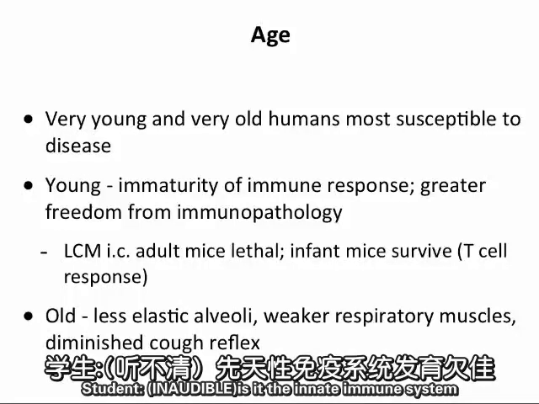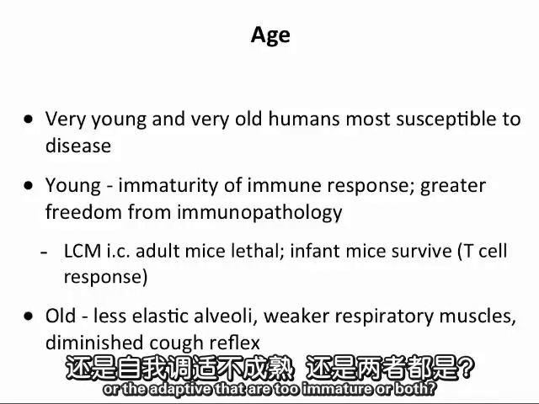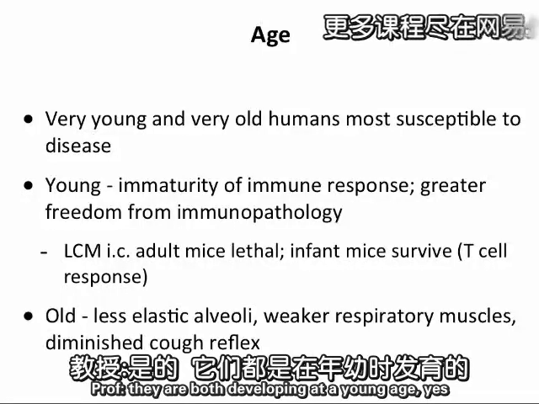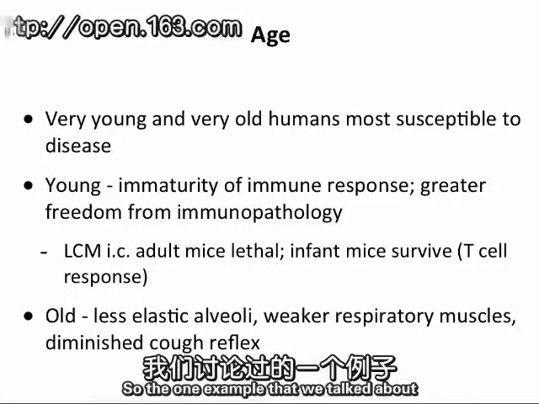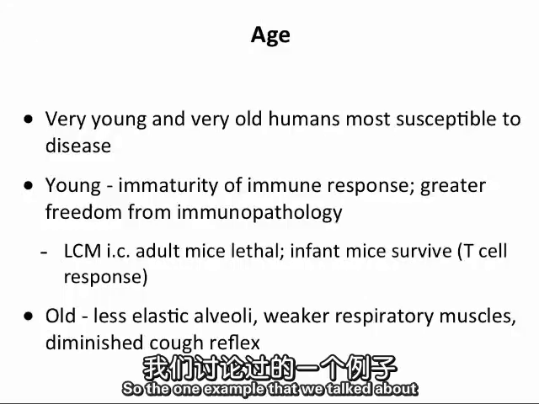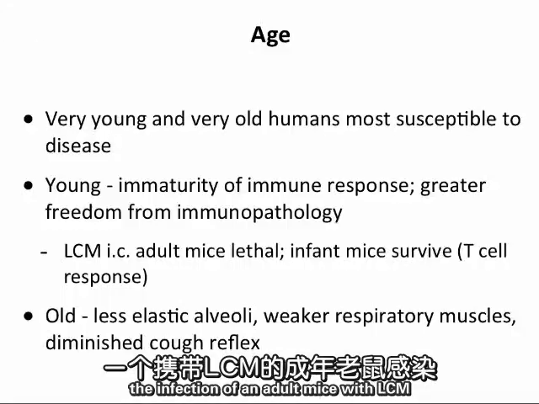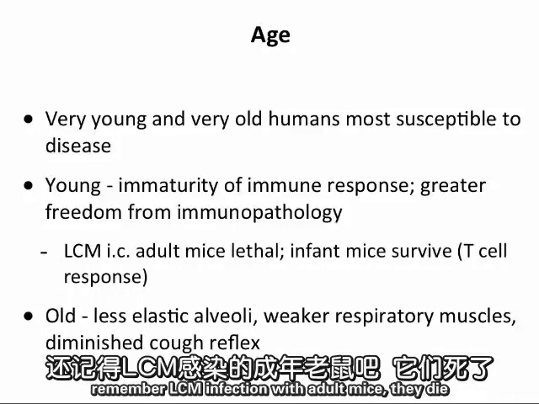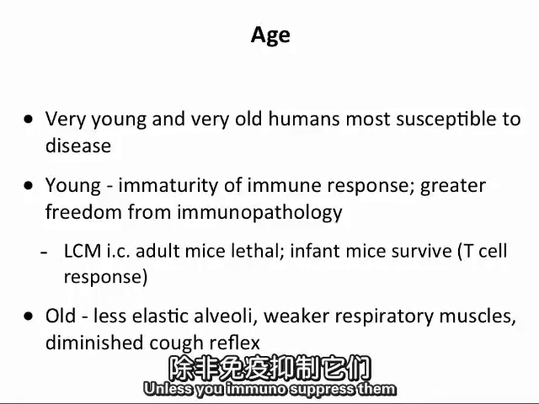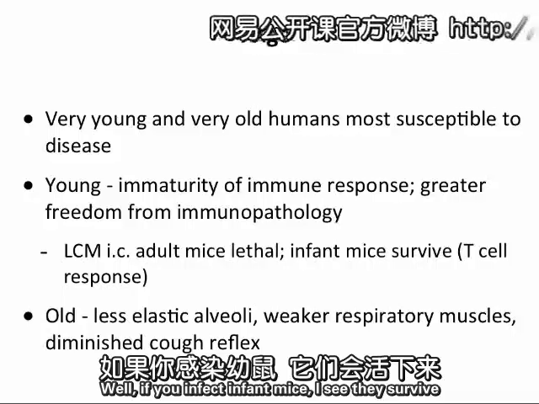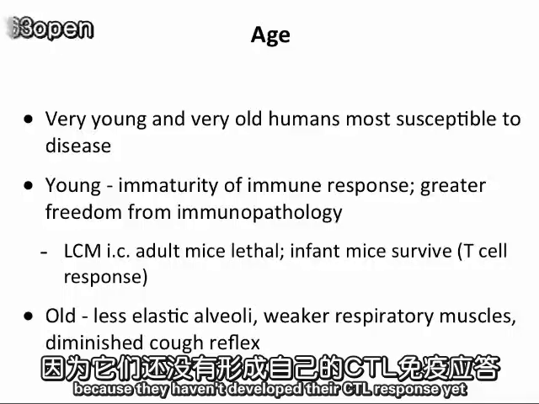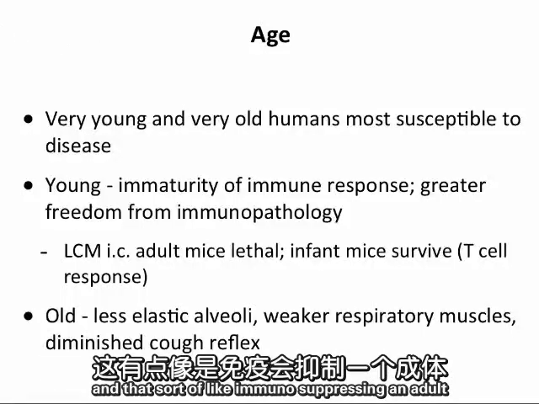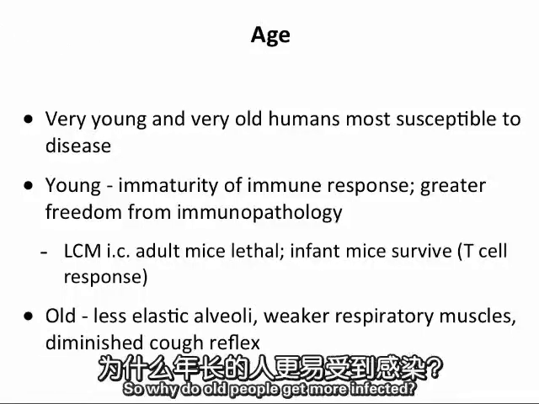Is it the innate immune system or the adaptive that is too immature, or both? They're both developing at a young age, yeah. So the one example that we talked about, the infection of adult mice with LCM. Remember, LCM infection of adult mice, they die unless you immunosuppress them. Well, if you infect infant mice, IC, they survive because they haven't developed their CTL response yet. And that's sort of like immunosuppressing an adult. So why do old people get more infected?